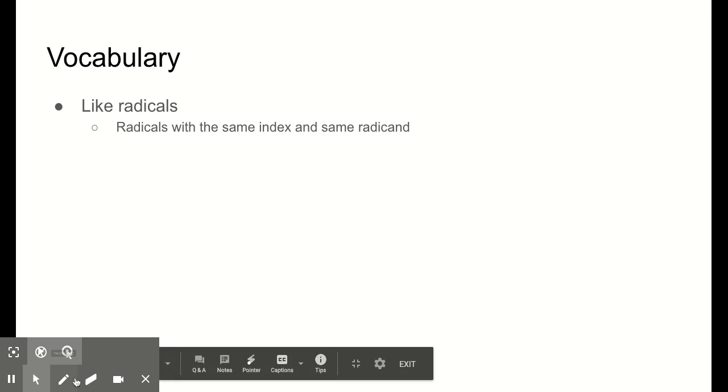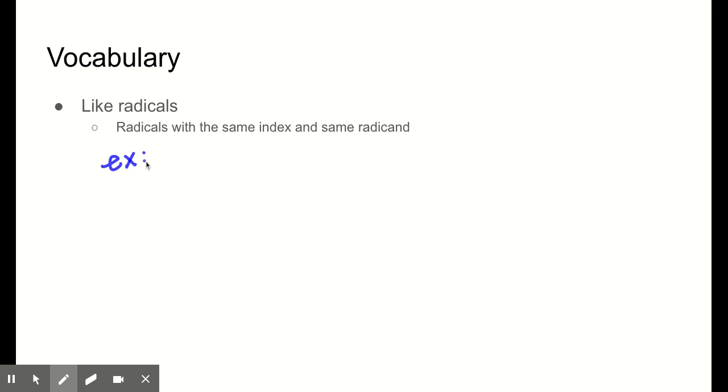So for our vocabulary, our only term today is called like radicals. And like radicals are radicals with the same index and the same radicand. So for example, like radicals could be something like 5 rad 6 and -3 radical 6. So you'll see here that both of these have a radicand of 6 and both of these have an index of 2. Therefore, they are considered like radicals.